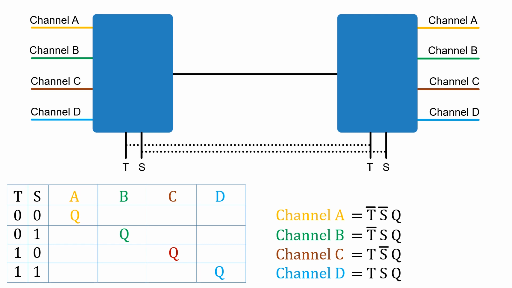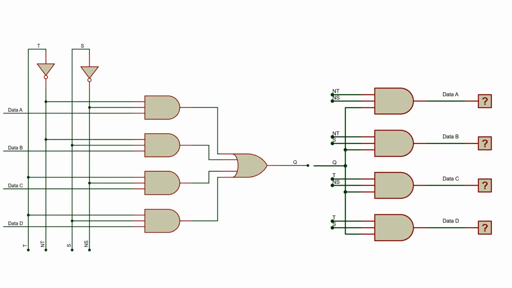So this is the truth table that shows us how we derive the logic for the 4-to-1 mux and the 1-to-4 demux. As TS goes from 00 to 11, it's channels A, B, C and D that are related to Q, the transmission channel. This is a Proteus schematic.